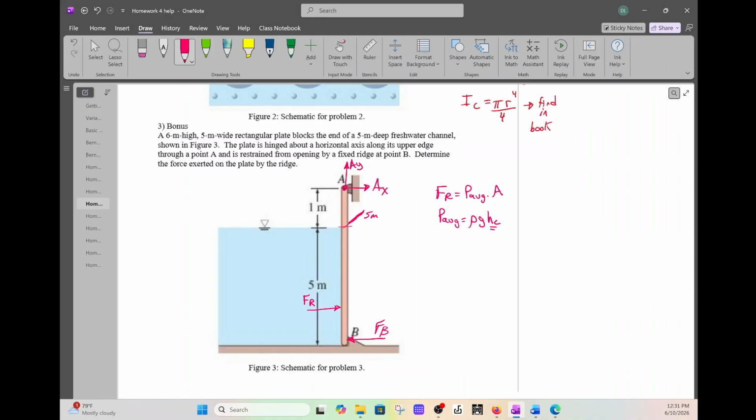And then we now have this force. Then you could take the moment at A and set it equal to 0, and you can figure out with the moment equation what FB is. Because remember, when you take the moment at A, these two terms will go away, so you're just left with FR and FB times distances.